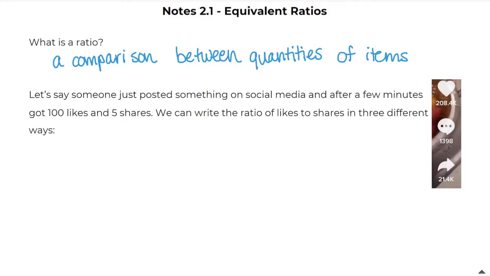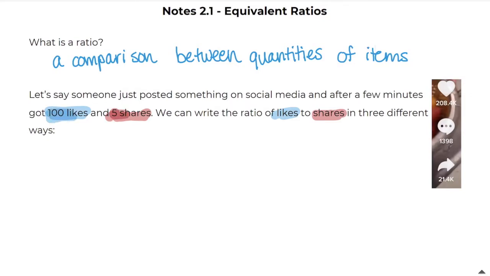So let's say someone just posted something on social media, and after a few minutes they got 100 likes, and I'm going to color code this with one color, and 5 shares. We can write the ratio of likes to shares in 3 different ways. Because it says the ratio of likes to shares, we have to put the number of likes first, and the number of shares second.